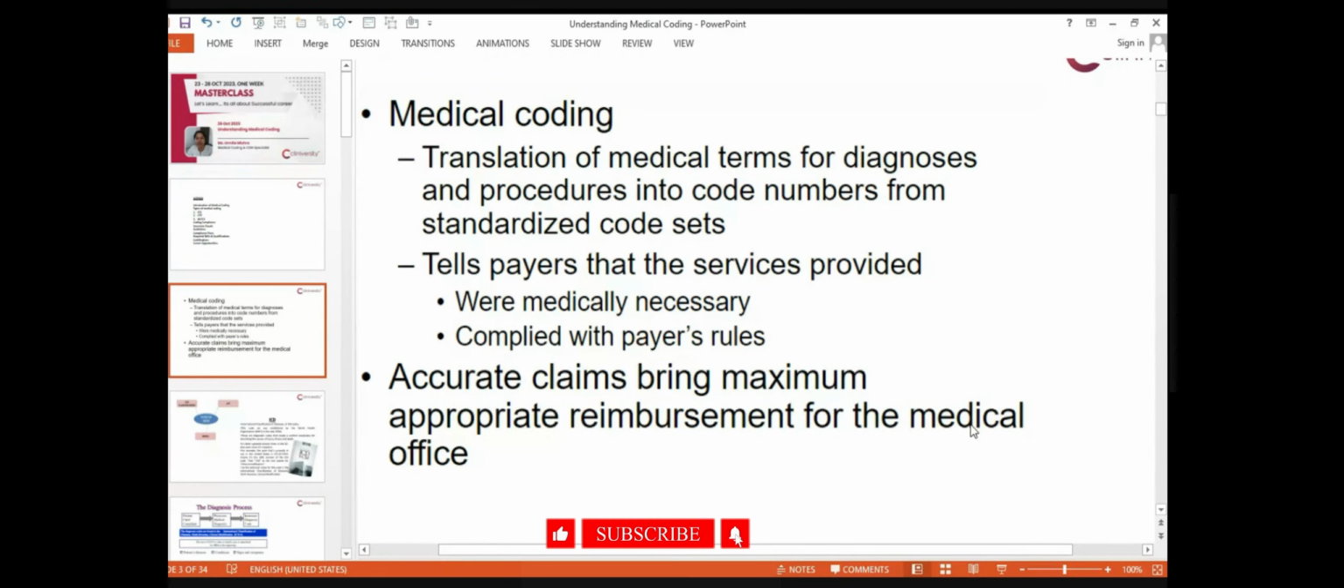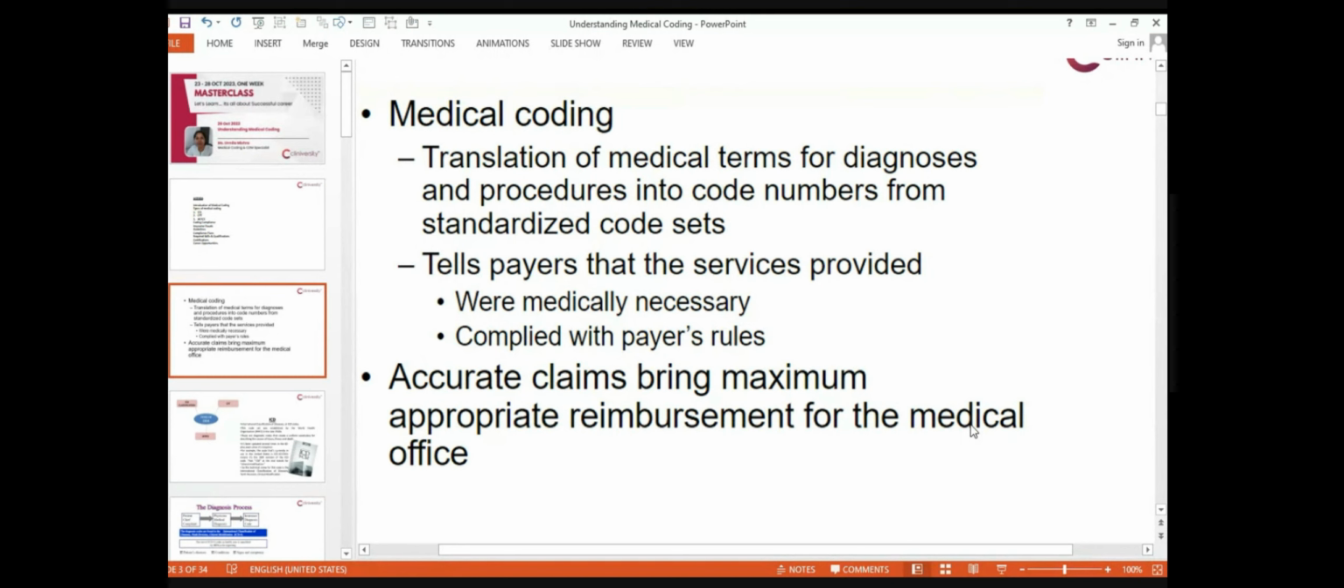Okay. So as you can see, medical coding is the translation of medical terms for diagnosis and procedures into code numbers. The code numbers are combinations of numerical values in different types of coding systems. So it could be either numerical values or a combination of alphabets and numbers. The translation of medical terminology reported for diagnosis and procedures is converted into code numbers from standardized code sets.